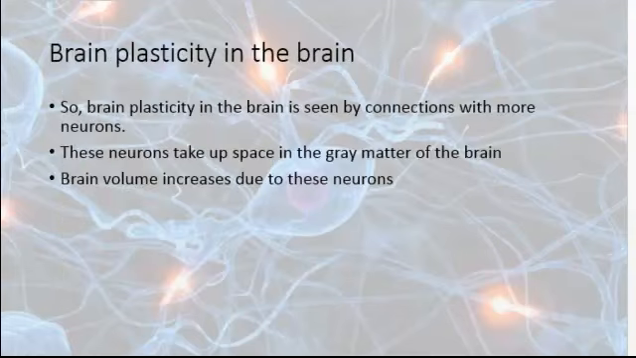Brain plasticity in the brain is seen by connections with more neurons. These neurons take up space in the gray matter of the brain, and brain volume increases due to these neurons.